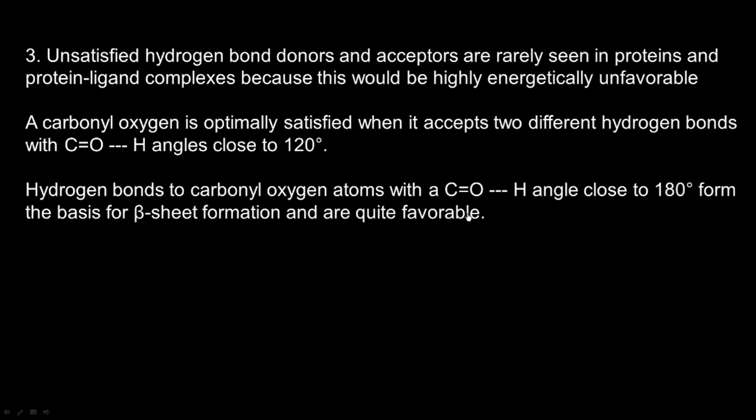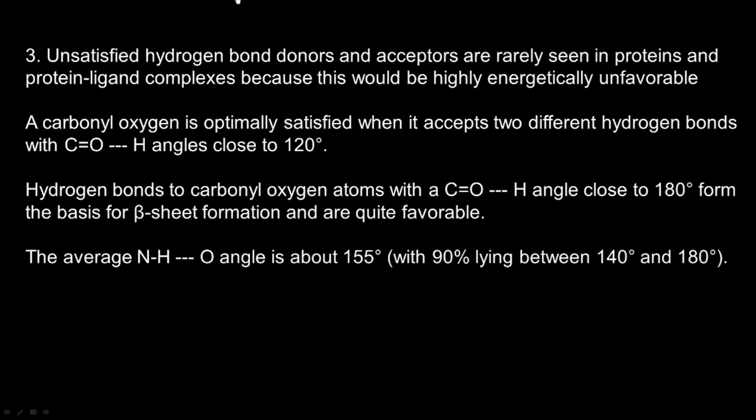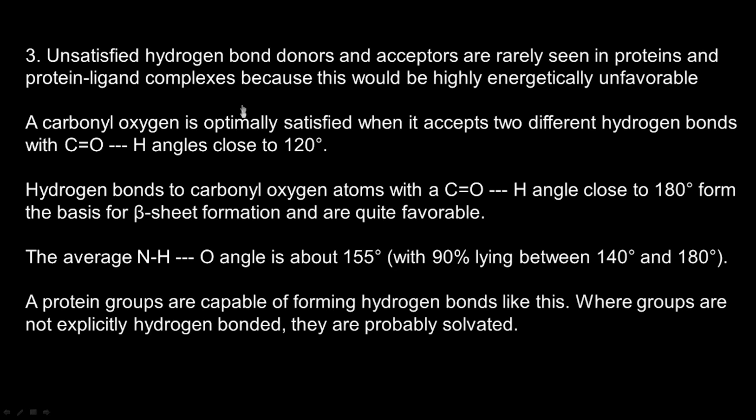The average N-H...O angle is about 155, with 90% lying between 140 and 180. So ideally the N-H...O angle should be about 155. If you are designing a ligand and there are hydrogen bond acceptors in the amino acids in the active site, then look for that sort of angle. Where protein groups capable of forming hydrogen bonds are not explicitly hydrogen bonded, they are probably solvated. So you need to remember that if there are some groups which are not forming hydrogen bonds, then there could be water coming in and they may be interacting with the water.